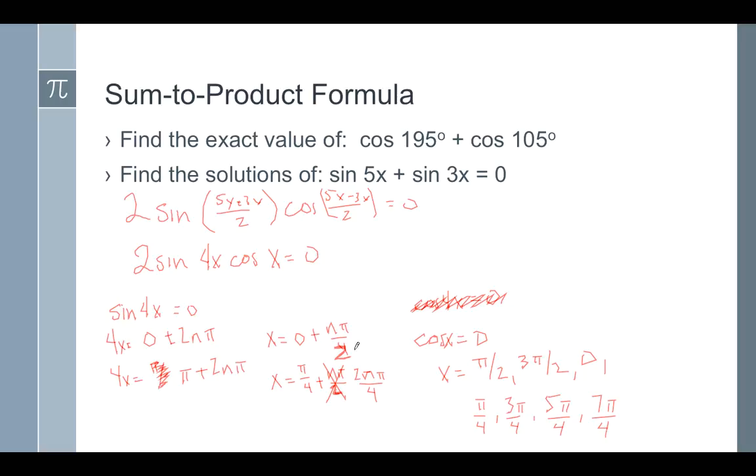Oops, I forgot one. When we add pi halves here, we get 0, pi halves, pi. I knew I should have had 8 answers.